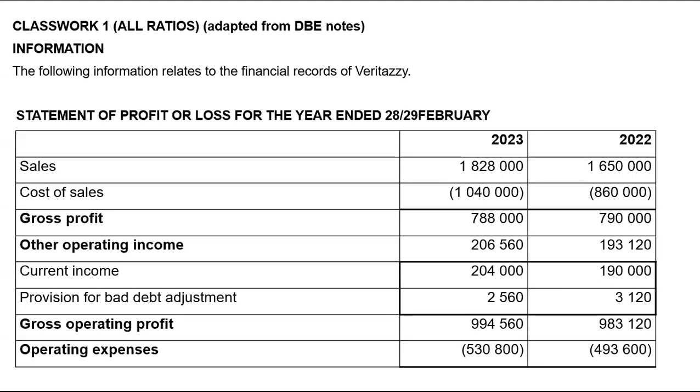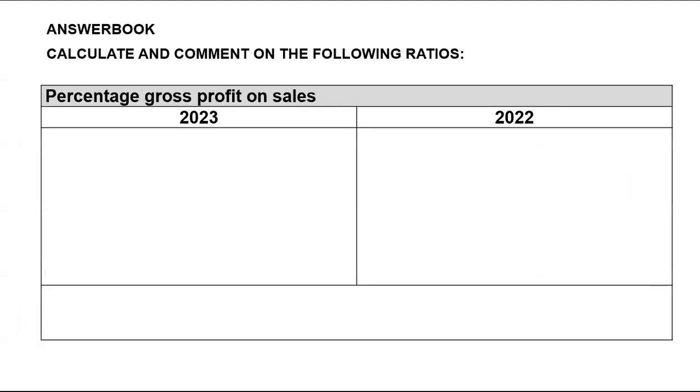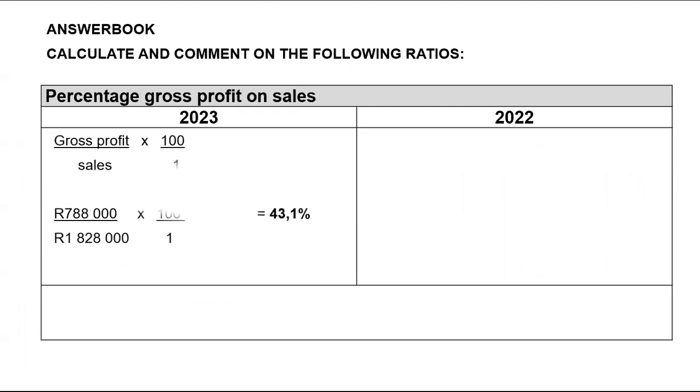For 2023, gross profit is 788,000 and sales is 1,828,000. You will simply take that 788,000 divided by 1,828,000 and times it by 100. Your gross profit will be a percentage, and that will be 43.1%.